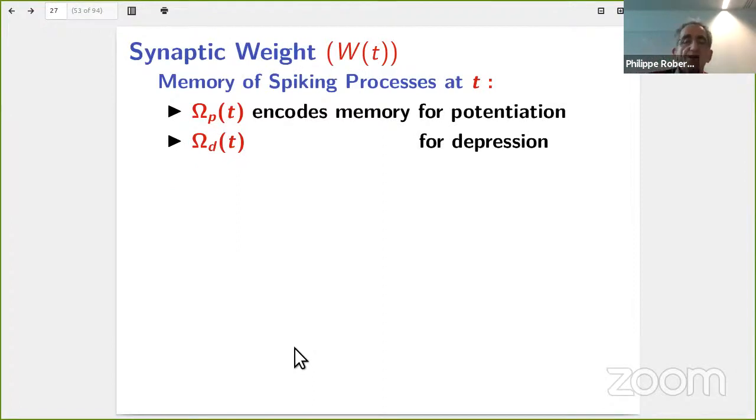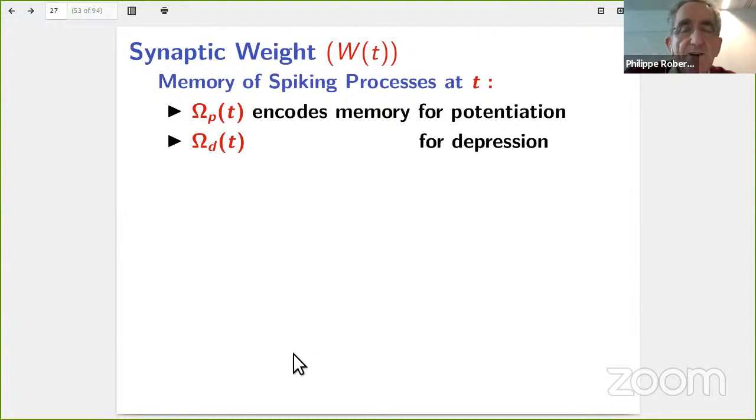For the time evolution of the synaptic weight, we introduced two important processes, omega p of t and omega d of t. Basically, omega p of t is a process which will encode the memory of the past synaptic activity which will lead to some potentiation, and similarly omega d for depression, meaning that you will decrease your synaptic weight. So omega p and omega d incorporate all the past activity, so that at some time t they represent the potential of potentiation or depression.